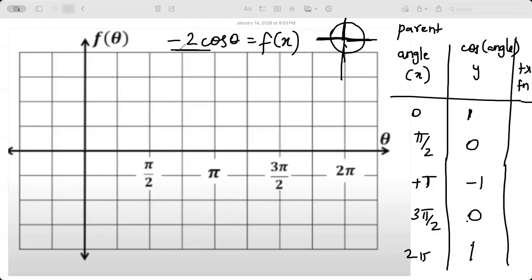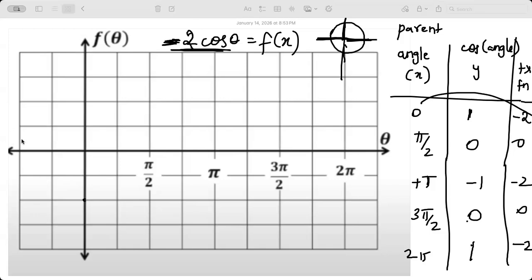However, the transform function here was multiplied by a minus 2. So all your y values get multiplied by a minus 2. So when I write out the transform function, it becomes this. Right? How do I plot it? Now 0 has a minus 2, because of this minus, right?